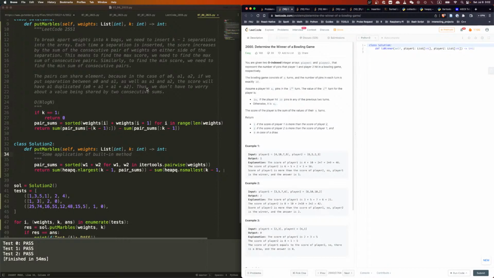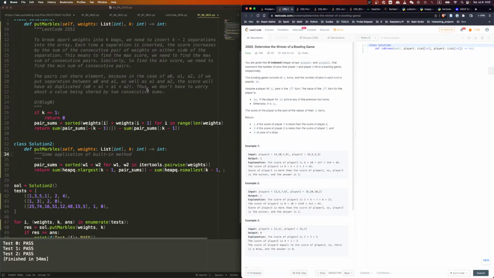Determine the winner of a bowling game. You're given two zero-indexed integer arrays that represent the number of pins that player 1 and 2 hit in a bowling game. The bowling game consists of n turns, and the number of pins in each turn is exactly 10. Assume a player hit xi pins in the ith turn. The value of the ith turn for the player is 2 times xi if it hits 10. Otherwise, xi. The score of the player is the sum. Return 1. Oh, he just adds them together.